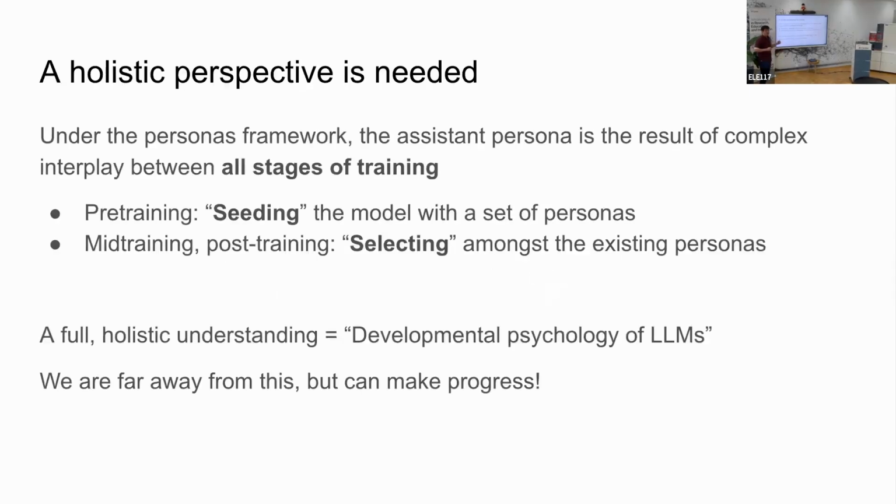So some closing thoughts. I think a holistic perspective seems important for training personas. The system persona is this emergent thing that arises as a result of the interplay between all stages of training: pre-training, mid-training and post-training. And a full holistic understanding is the developmental psychology of language models. I claim it will be equivalent to that. So that's the vision that I want to set out there. That's also the original title of my talk, but I felt like that was too ambitious, so I decided to tone it down. We are far away from this, so we can make progress towards that. It seems like an exciting area of research.